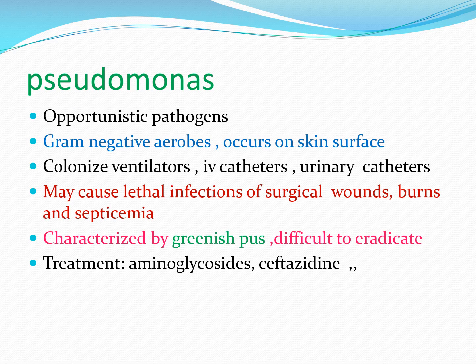Pseudomonas, on the other hand, are opportunistic pathogens. They are gram-negative aerobes that occur on the skin surface. They colonize ventilators, IV catheters, urinary catheters, and so on. They are characterized by greenish pus, which is difficult to eradicate. They may cause lethal infection of surgical patients, and patients may later develop septicemia. Treatment of Pseudomonas is with antibiotics such as aminoglycosides and cefazolin, which can be effective in some patients.